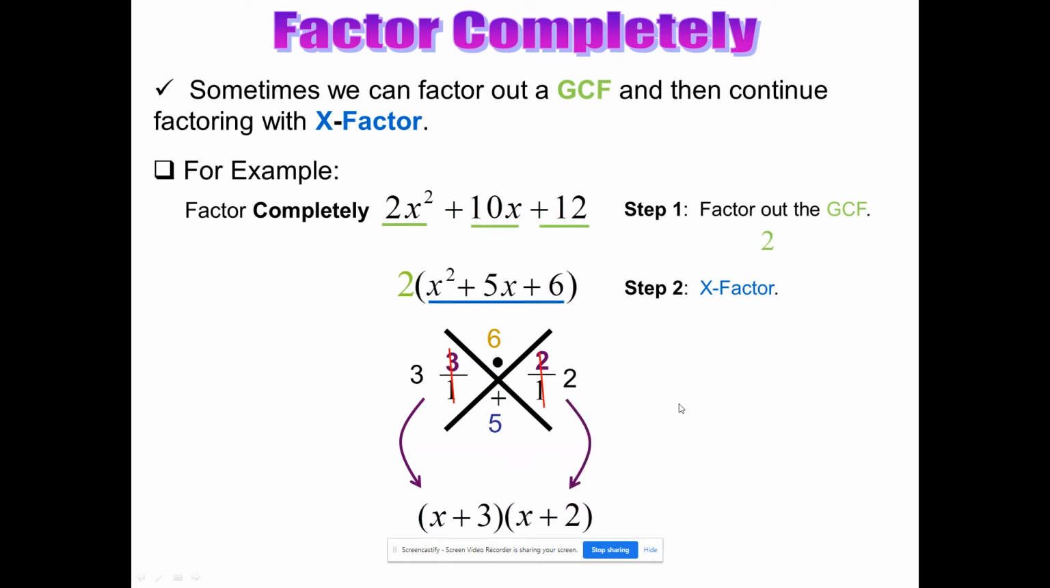Now, don't forget that we had initially factored out a 2. So there's still a 2 in front. So don't forget the 2. Okay, so this right here is the factored form of this. If I multiplied this out, I would end up with this. Okay, so that is the factored form. They are both exactly the same.